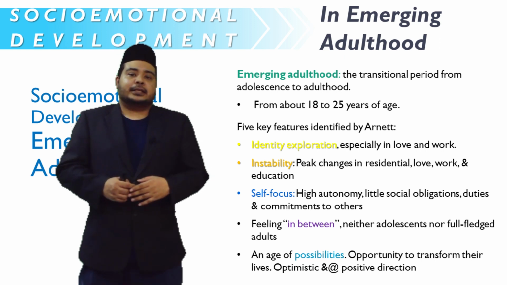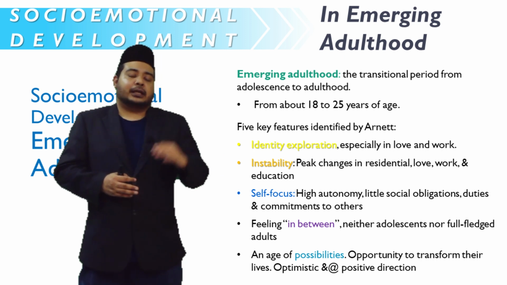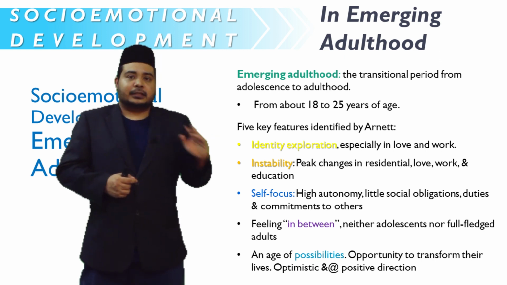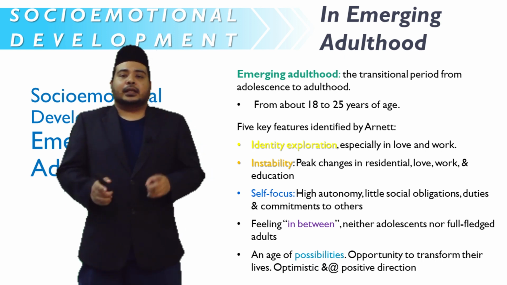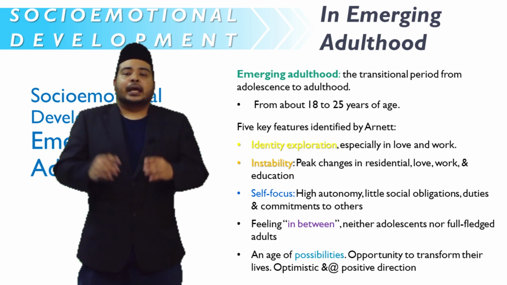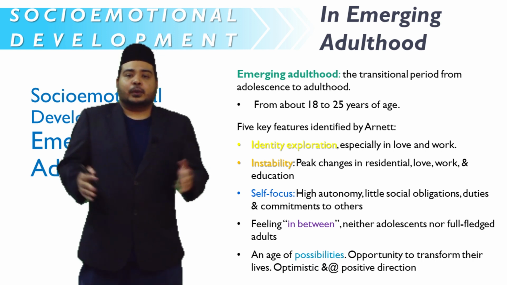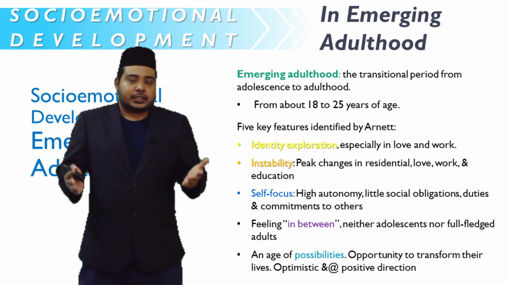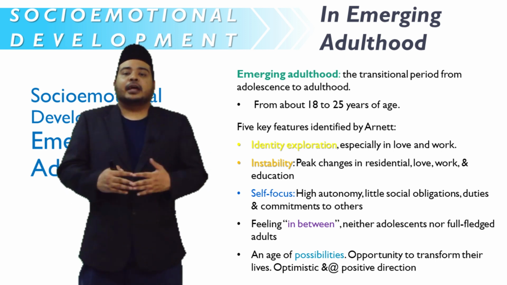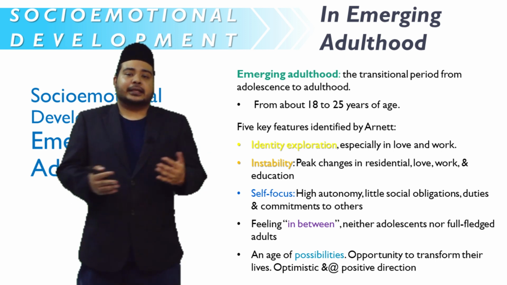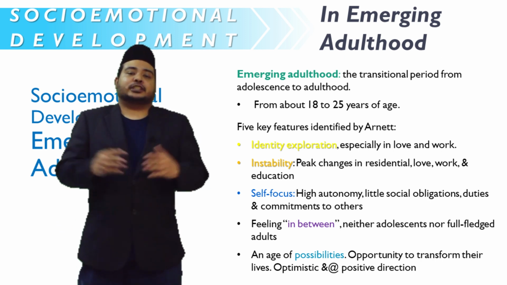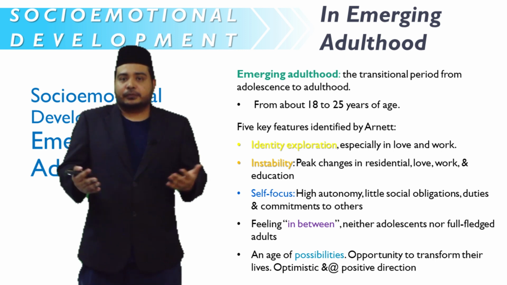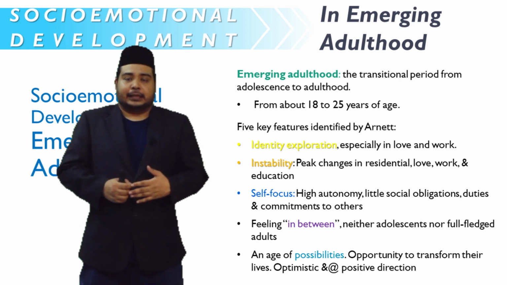The first one is identity exploration. Okay, like we mentioned on the identity status, we have 2 dimensions, exploration and commitment. So it happens quite a lot in emerging adulthood, especially exploring in terms of their relationships, or their love life, as well as their career and work. So in these times, people are exploring their love life as well as their career.